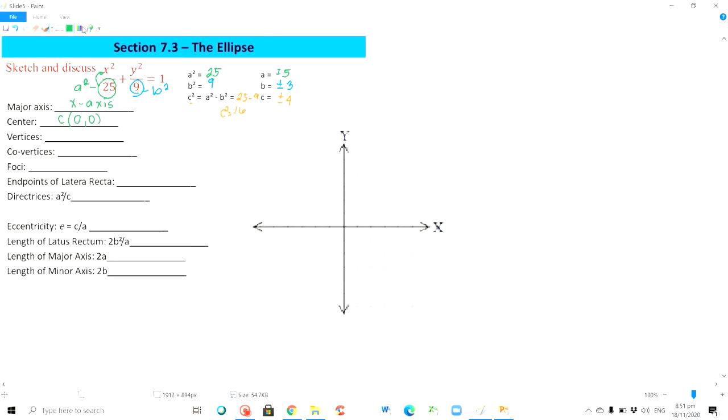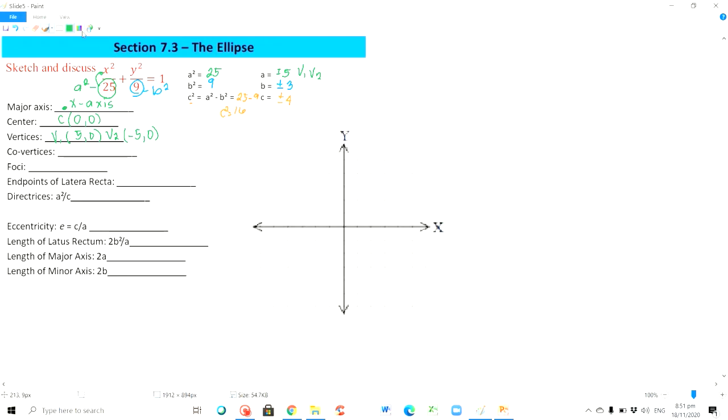Okay. Balikan natin yung vertices. So, for the vertices, you actually need your A squared. So, yung 25 natin, positive and negative 5, this is for your V1 and your V2. So, vertex 1, since nasa x-axis ang ating major axis, ibig sabihin, nasa x din po yung value po ng V. So, that's 5 and 0. And V2 is negative 5 and 0.